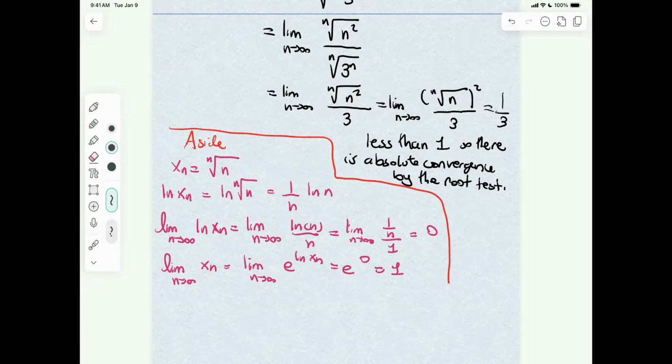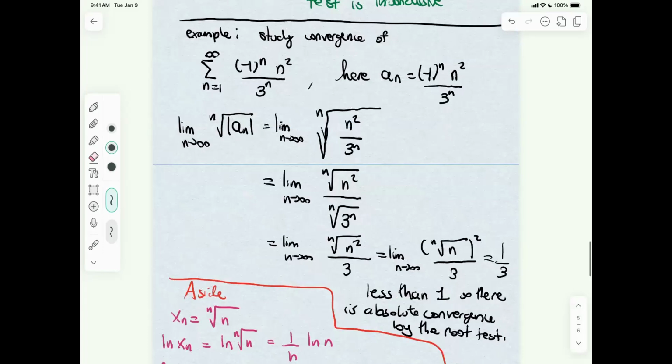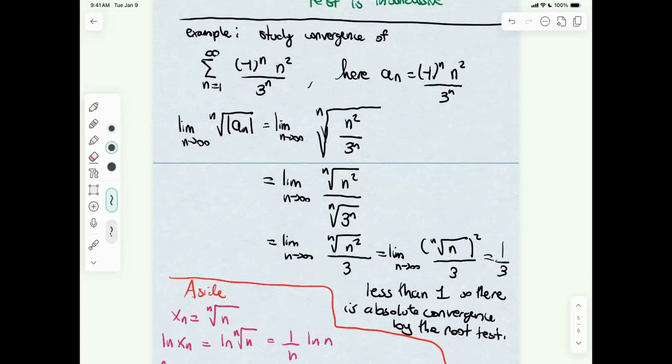Got questions about this? Oh, the things that you're taking absolute values of in the root test. Yeah, usually that's the thing with the ratio and the root test. You always get rid of all the negative stuff, which is why it is useful to talk about absolute convergence, because absolute convergence has to do with the absolute value of the series. That's kind of how it works. Any other questions?